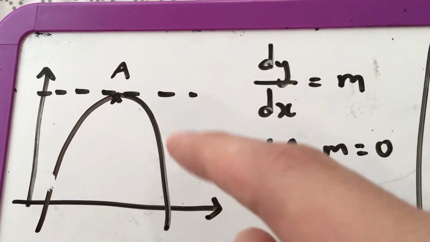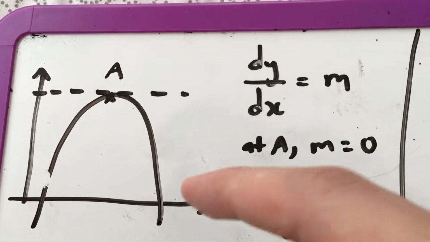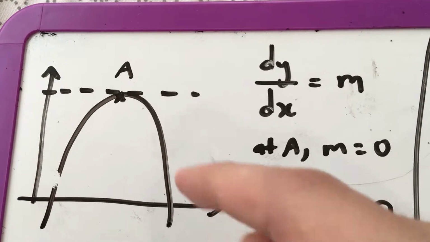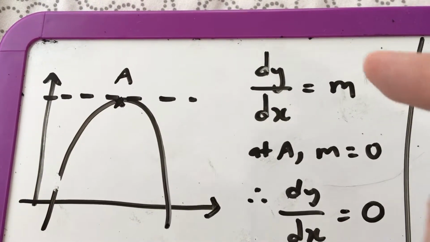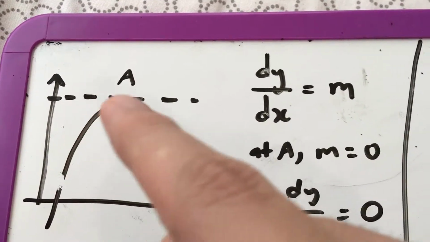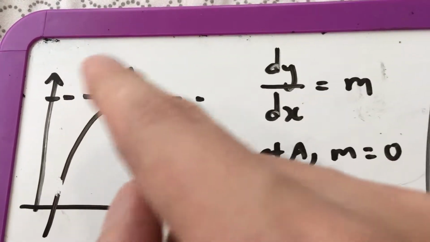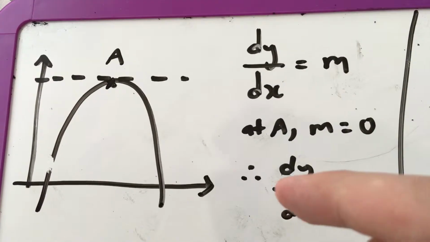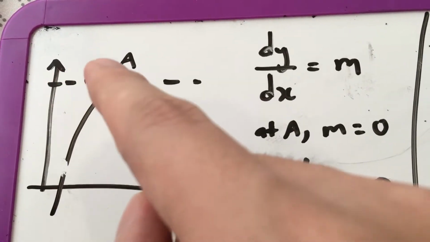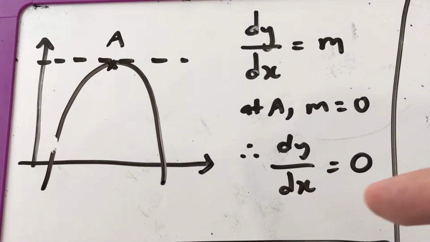So if you differentiate the equation of the curve, you'll get a generic gradient function for the whole curve. And if you sub in the values of a certain point, you'll get a specific number, the gradient at that point. At A, you know that the gradient is 0. Therefore, dy dx, when you sub in the values of A, equals 0.